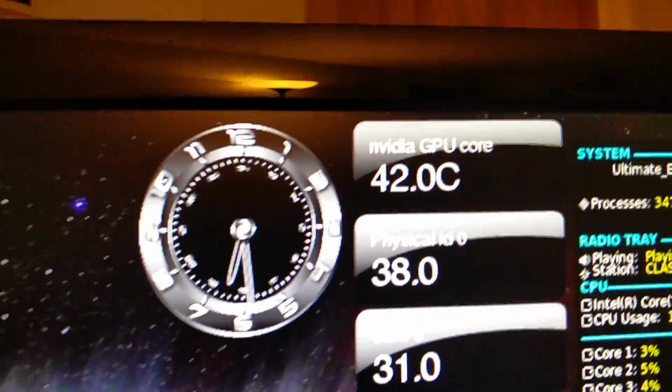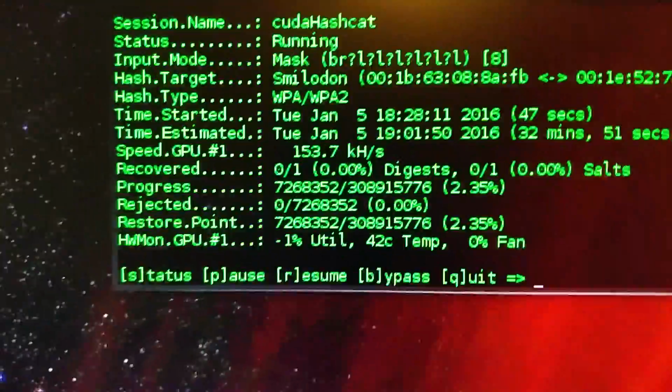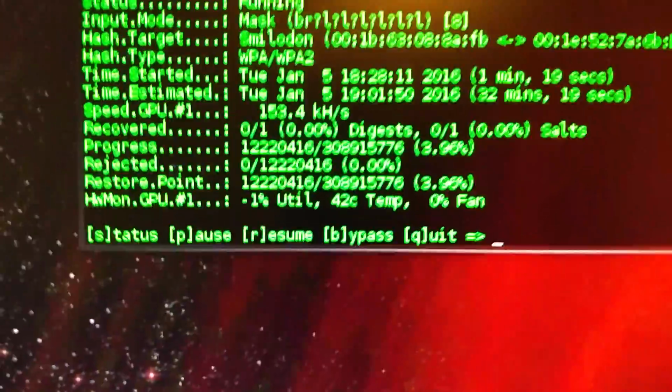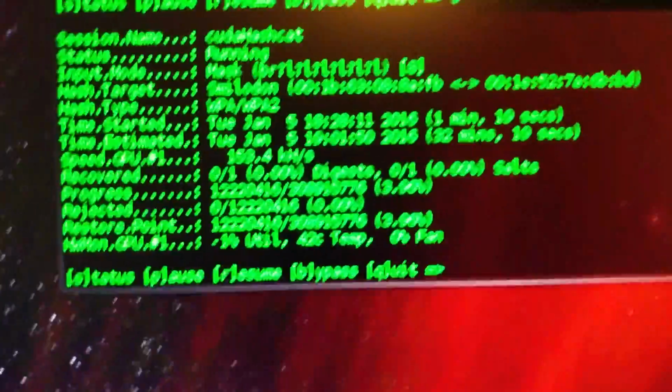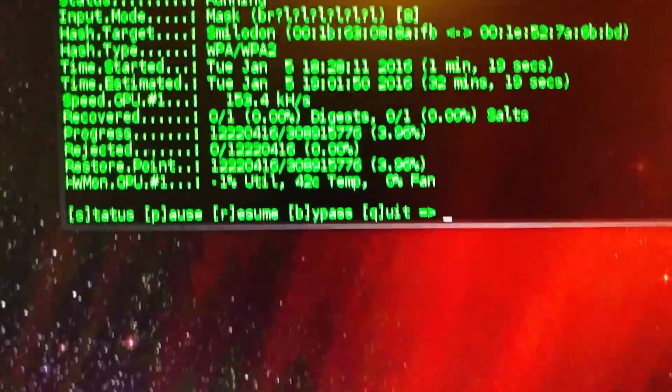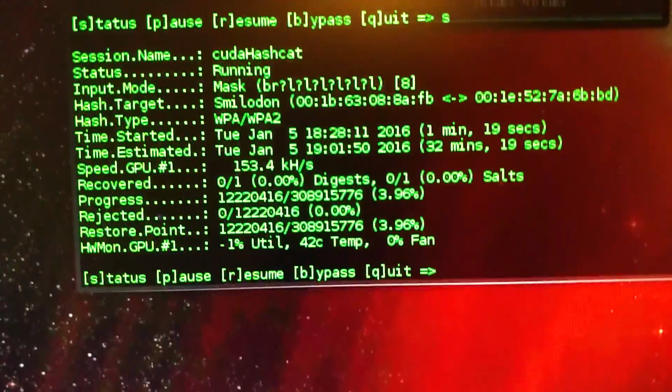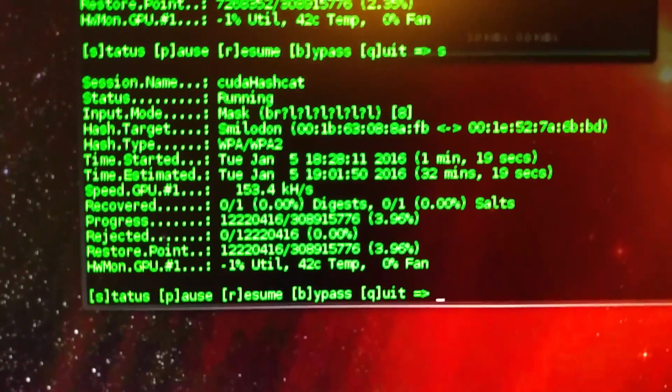Okay, as you can see, the GPU temperature is 42. Let's do another status check. We are now at 4% approximately. We're at 42 degrees. So the GPU temperature up there pretty much mirrors the GPU temperature that I'm sure it's using the same sensor information. All right.